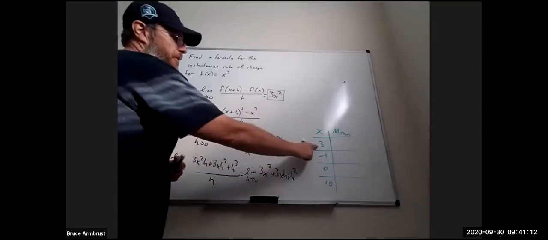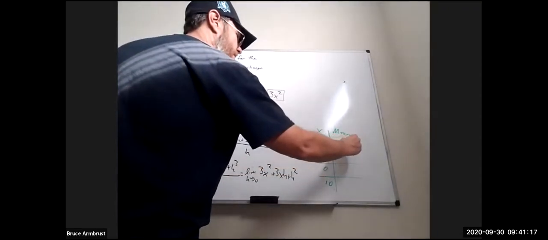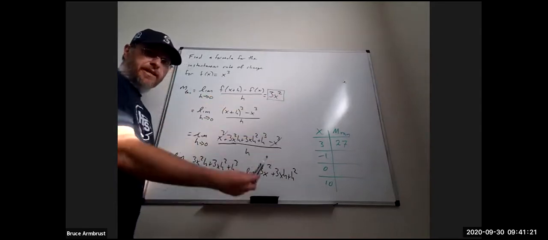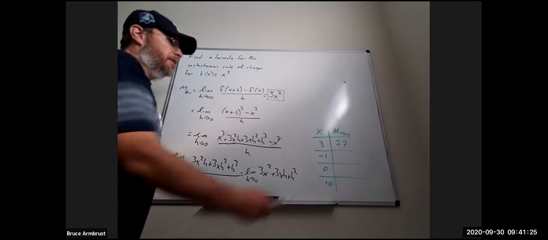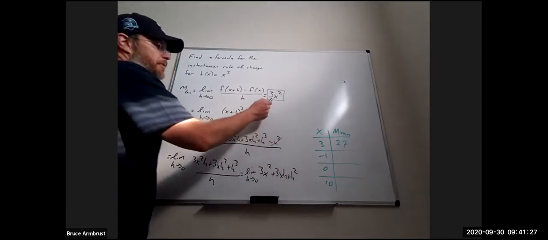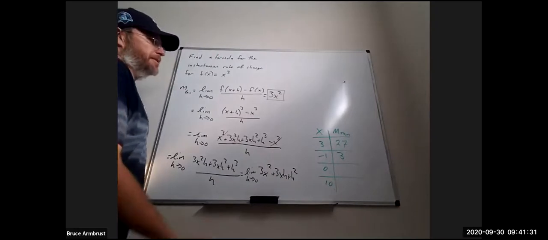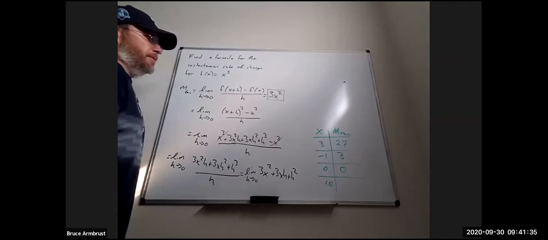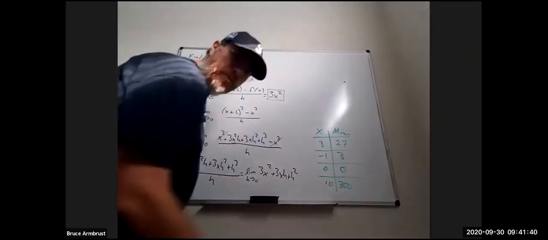So I plug in 3. 3 squared is 9 times 3 is 27. So out there at x equals 3, the slope of the tangent line is 27. It's pretty steep, going in a positive direction. All right, at -1, -1 squared is 1 times 3 is 3. Okay, how about at 0? 0 squared, 0 times 3 is 0. How about at 10? 10 squared is 100 times 3 is 300. Ooh, that's really steep.